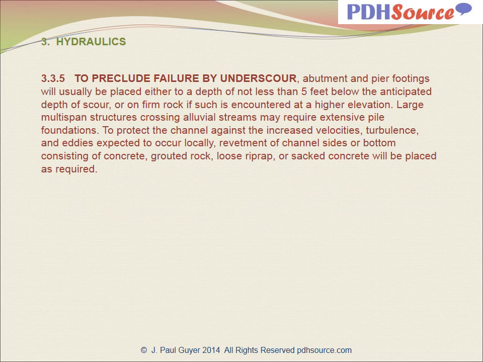To preclude failure by underscour, abutment and pier footings will usually be placed either to a depth of not less than 5 feet below the anticipated depth of scour, or on firm rock if such is encountered at a higher elevation. Large multi-span structures crossing alluvial streams may require extensive pile foundations. To protect the channel against the increased velocities, turbulence, and eddies expected to occur locally, revetment of channel sides or bottom consisting of concrete, grouted rock, loose riprap, or sacked concrete will be placed as required.